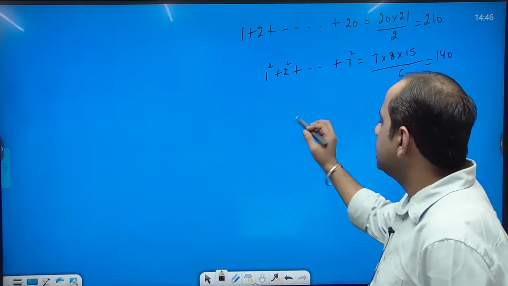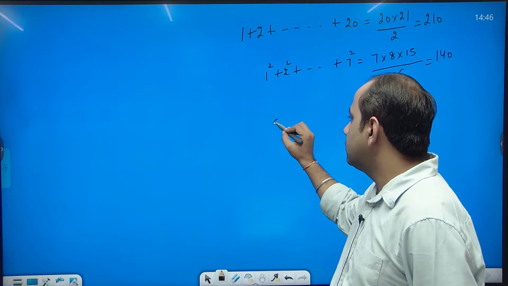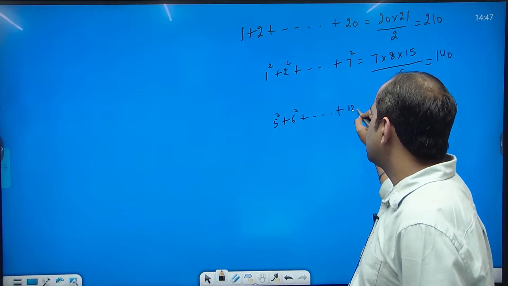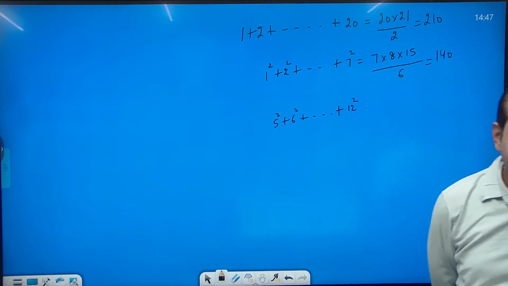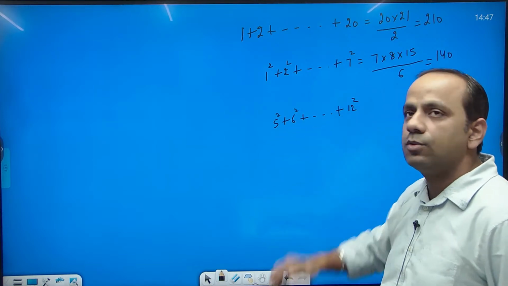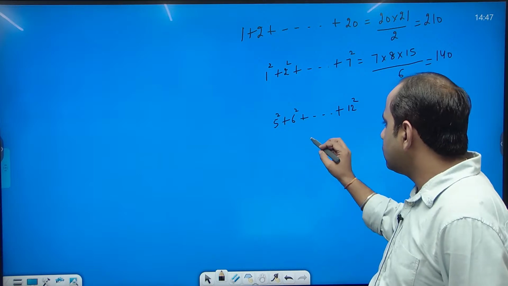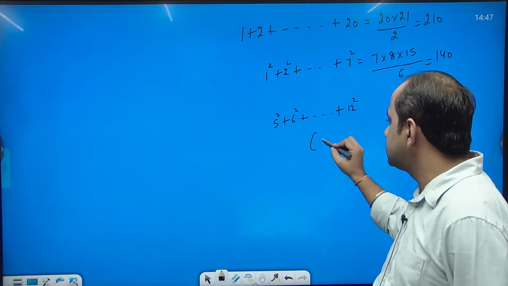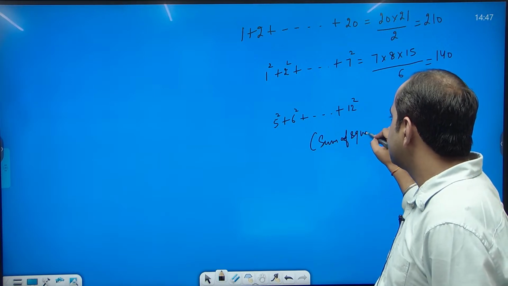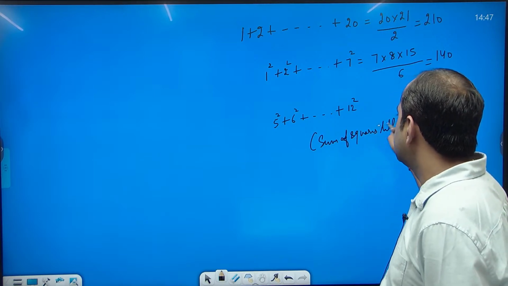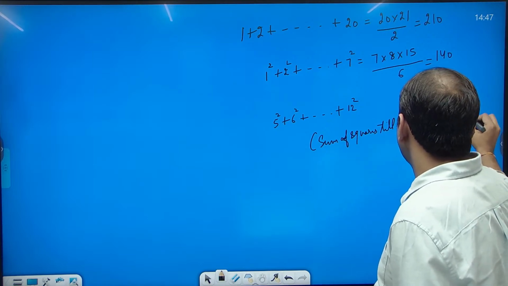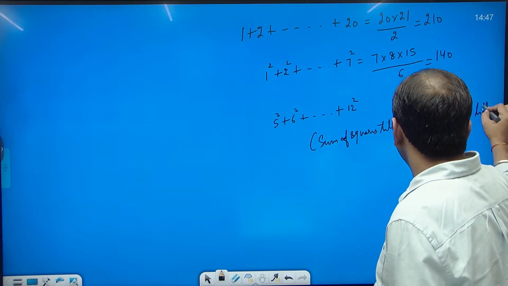But if I say I need to write down the sum of squares from 5 square plus 6 square plus 7 square and so on up to 12 square, tell me what will be your answer? How to calculate this sum? 5 square plus 6 square and so on up to 12 square. So we will calculate the sum of all squares till 12, and we'll subtract the sum of squares till 4 or 5? 4, because 5 is included.